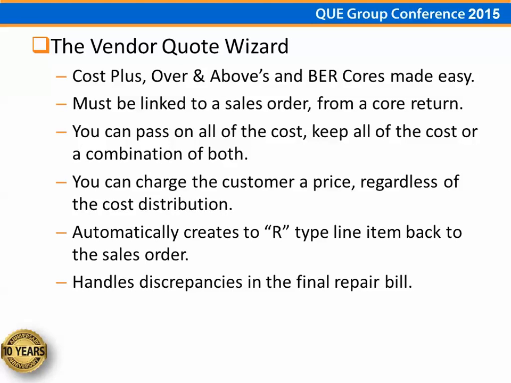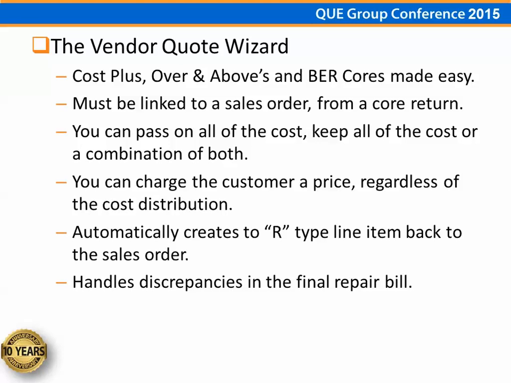In order to use the vendor quote wizard, the sales order of a returning core must be linked to the repair order. So you either need to launch that repair from the sales order, from the receiving. It has to be linked in order for this to work. With this function, when you repair a core, you can pass on all that cost to your customer. You can keep all of the cost, so put it back onto your returning stock line, or you can do a combination of both, and I'll show you where that happens.